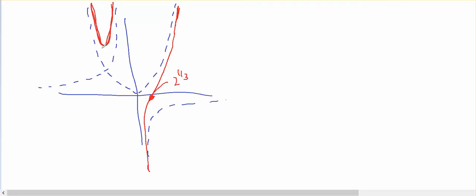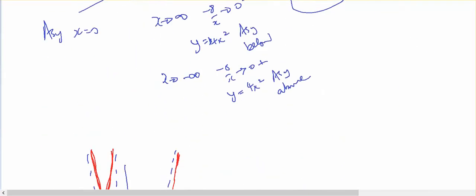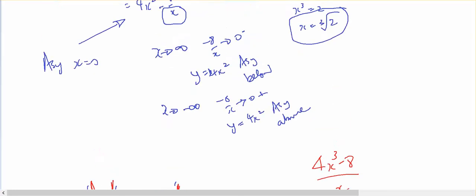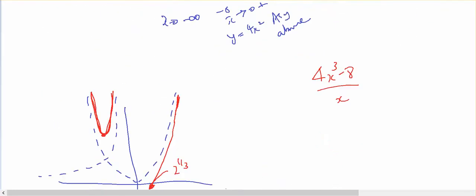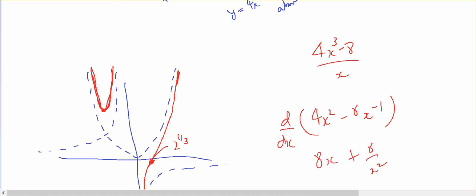and I need to find the coordinate of the turning point. So I need to take the derivative. So I've got 4x cubed minus 8 on top of x, where I've got 4x squared minus 8, x to the negative 1. So I'm going to take the derivative of that, gives me 8x plus 8 on x squared.